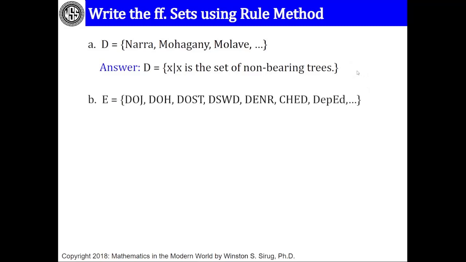So ito, next one, E is equals to DOJ, DOH, DOST, DSWD, DENR, CHED, DepEd. So ano ba sila lahat? Anyone? Answer? Anyone? Dali lang to. Really?